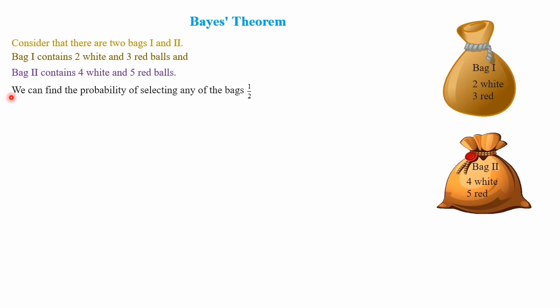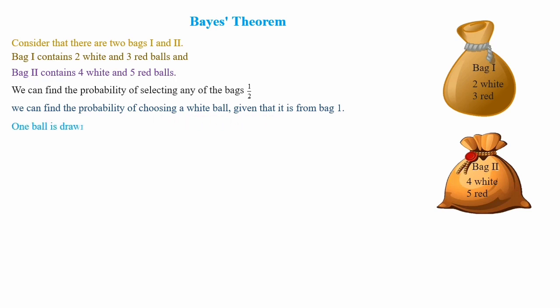Here, we know how to find the probability of selecting any one of the bags. There are 2 bags, so the probability of choosing any one of the bags out of these 2 bags is 1 by 2. Next, we have already learned in conditional probability how to find the probability of choosing a white ball given that it is from bag 1. This is conditional probability. The given condition is there: one thing has already happened. You have already selected bag 1, and what is the probability of choosing a white ball from that? This is the conditional probability we have learned in this chapter itself.